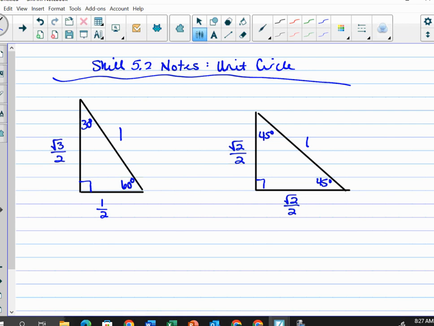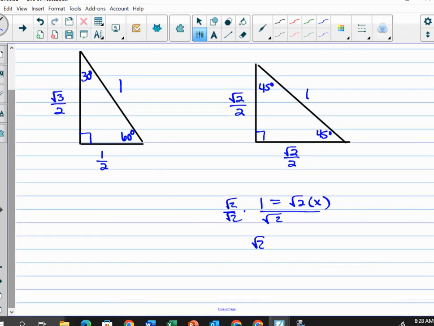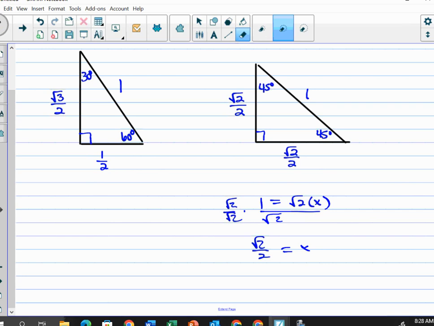Any questions on those or how we got to them? We're getting more comfortable with it. For the second one, how do you get root 2 over 2? So remember, hypotenuse is equal to root 2 times the leg. So if I divide by root 2 and then rationalize, you get root 2 over 2. I was just showing how that rationalizes.